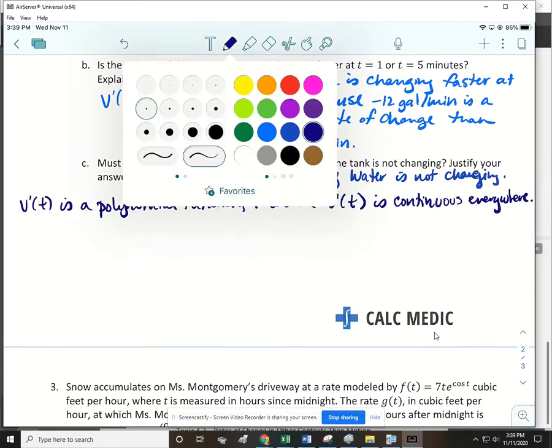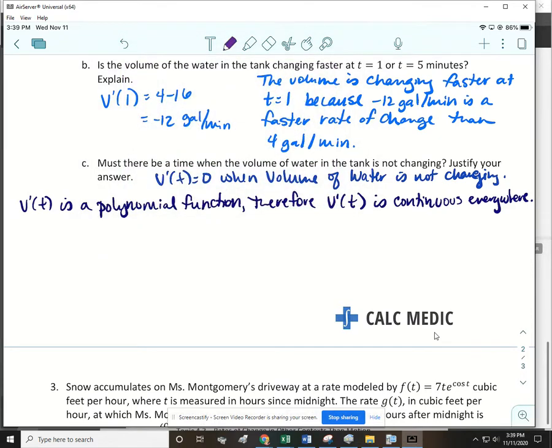Okay. The next thing we do is find the value of V prime of t at the endpoints. Now we aren't given an interval here, but there's two things that we know, and that's V prime of 1 and V prime of 5. So we're going to let those be our endpoints. V prime of 1 is negative 12. V prime of 5 is 4. So what we're looking for is to see if 0 falls in between those, and it does. So V prime of 1 is less than 0 is less than V prime of 5. All right, so this one checks all the boxes.